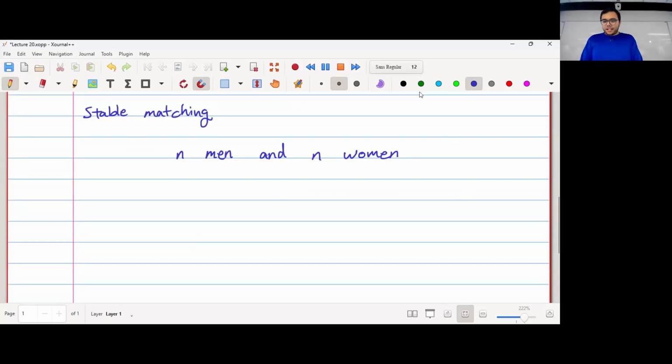Now, the issue is that each of the men and each of the women have preferences about who they want to pair with. So let's say I have n men. Let's give them some names. Let's call them M1, M2 to Mn. And I have n women. Let's call them W1, W2 to Wn.